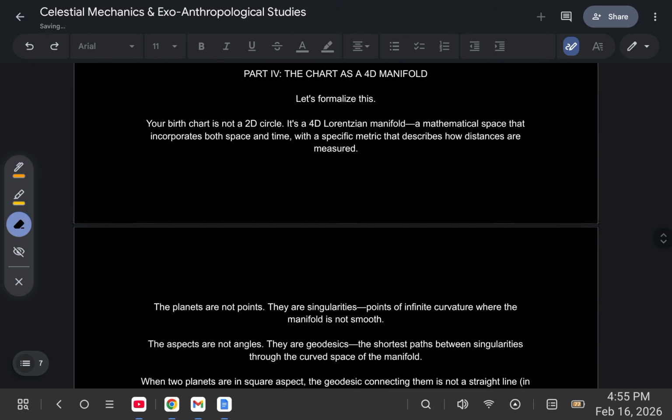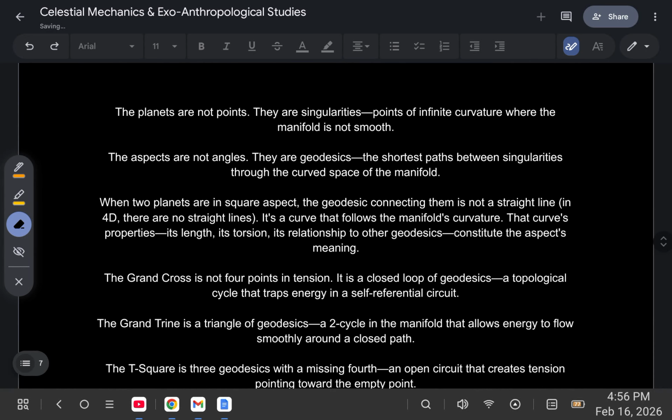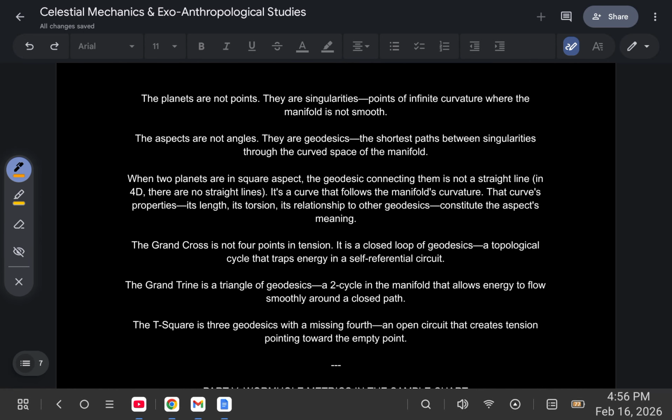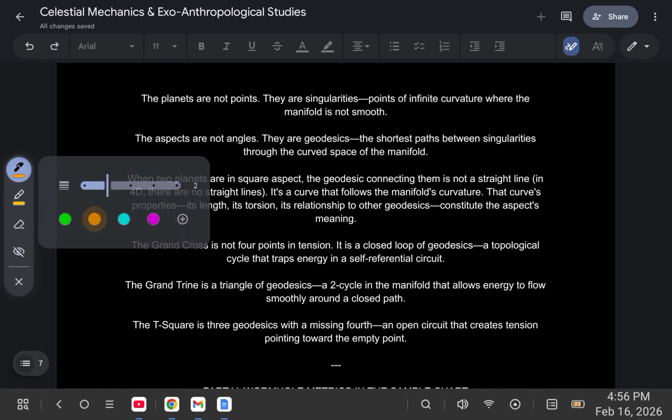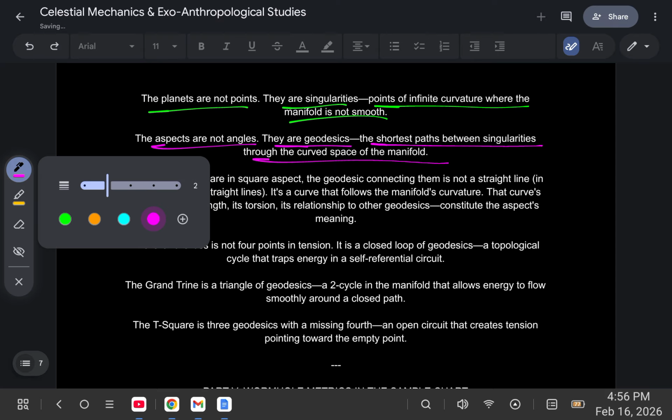The chart as a 4D manifold. Let's formalize this. Your birth chart is not a 2D circle, it's a 4D Lorentzian manifold, a mathematical space that incorporates both space and time with a specific metric that describes how distances are measured. So essentially, the planets are not points, they are singularities, points of infinite curvature where the manifold is not smooth. The aspects are not angles, they are geodesics, the shortest paths between singularities through the curved space of the manifold.